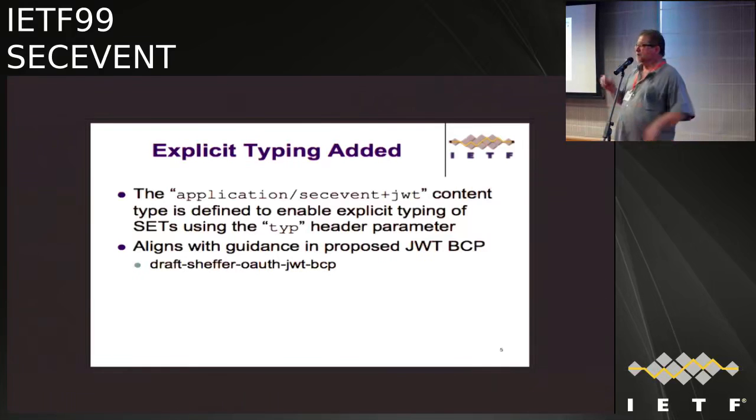And while the BCP does talk about confusion, there's a gob of other stuff in the BCP talking about ways that people might implement things wrong, ways that people might fail to do checks. So that'll be discussed in the OAuth working group later today, but we invite you to read that. The reason I bring that up now is the explicit typing is something that's in the draft JOT BCP, and the first use of that is in the SET spec at this point.